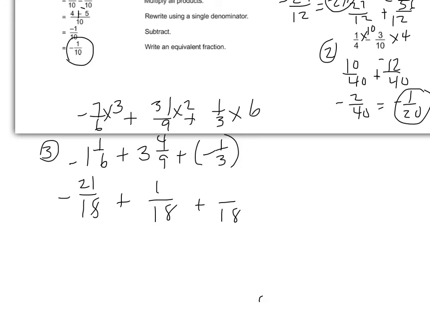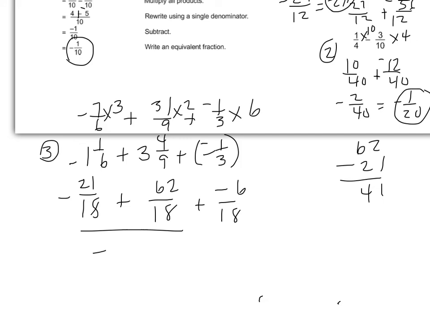31 times 2 is 62. And this fraction is a negative. It's hard to tell, which means this is negative. Negative 1 times 6 is negative 6. Okay, and this was negative 21. All right, so this is already an addition problem. So 62 minus 21 is going to give us 41.